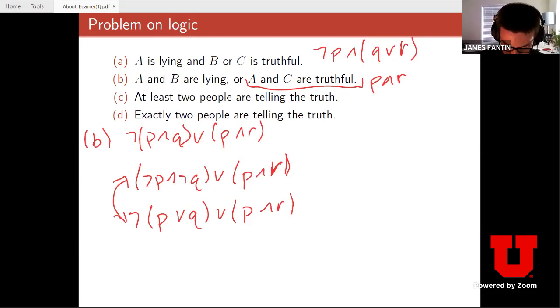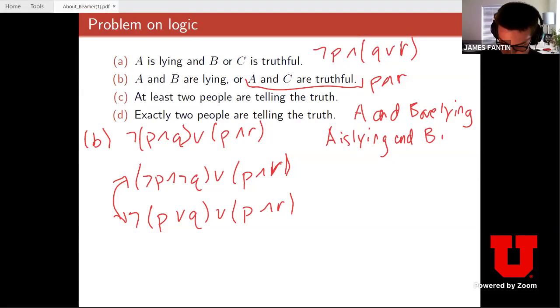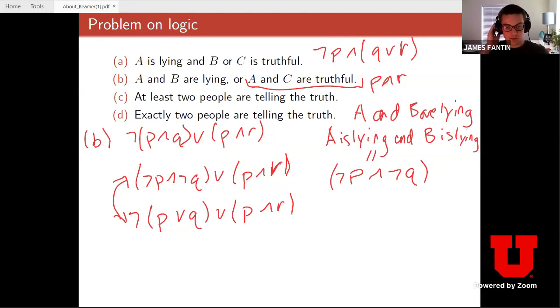So if we represent that A and B are lying, that's equivalent to saying that A is lying and B is lying, because we know that they're both lying. So here we can see that this would just give us not P and not Q, because A is lying, so that's not P, and B is lying, so that's not Q. But it's not quite the same as this one.